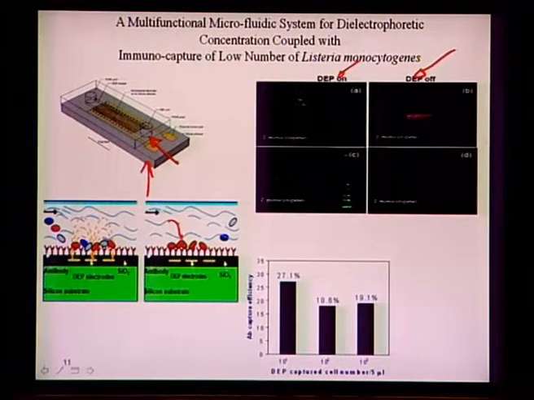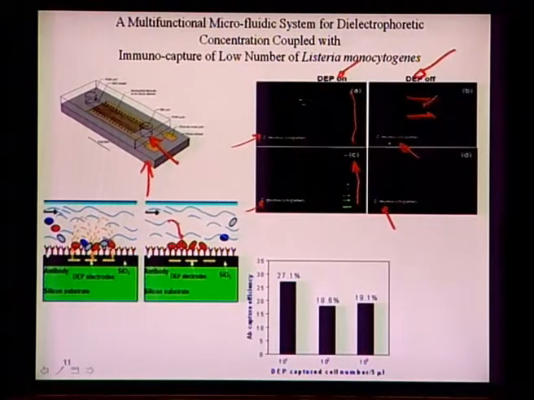The only capture events that have happened are in this particular area here and here, right, whereas with DEP on, the capture events have happened almost over all the electrodes, as you can see here. This is with the Listeria monocytogenes V7 strain that is being used and is fluorescently labeled.